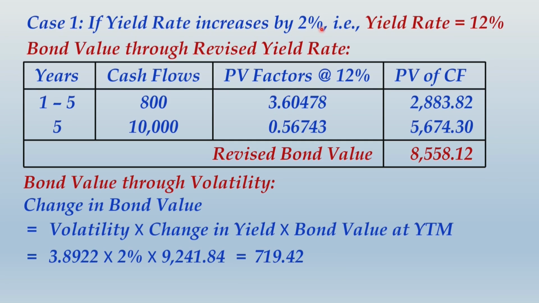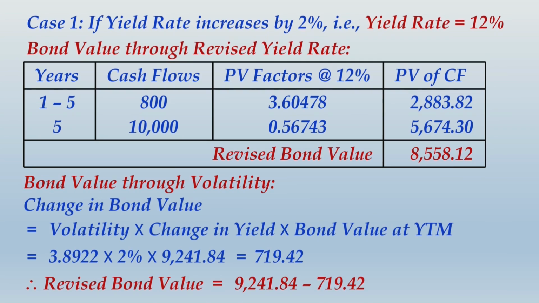Look at one thing, because the desired yield rate has increased, or simply the yield rate has increased by 2%, the bond value is likely to fall. As a result, the revised bond value will be 9,241.84 minus the change in the value, that is 719.42. What you get is rupees 8,522.42.